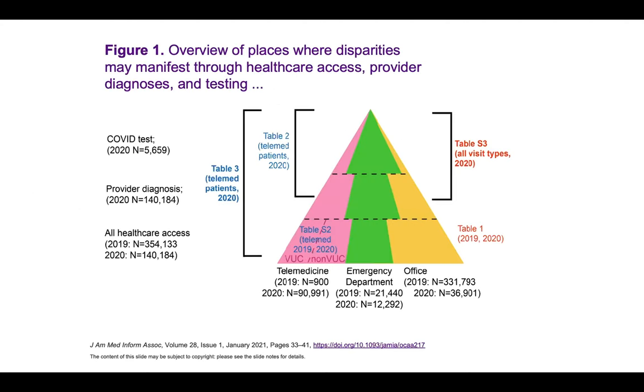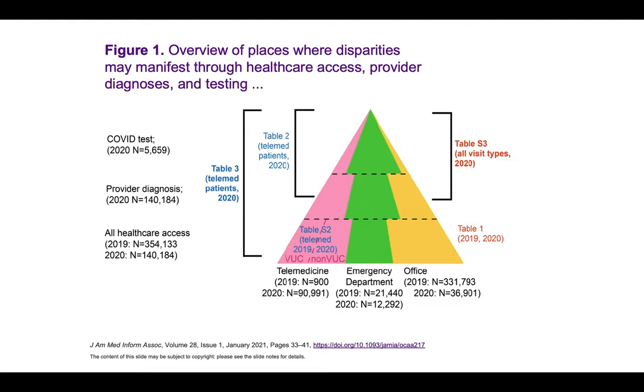And this figure is showing you the process and type of patients in the process. So there are three types of visits: telemedicine, emergency department visits, and office visits. As you can see, compared to 2019, 2020 has a large increase of people accessing care through telemedicine, from 900 to more than 90,000 people.